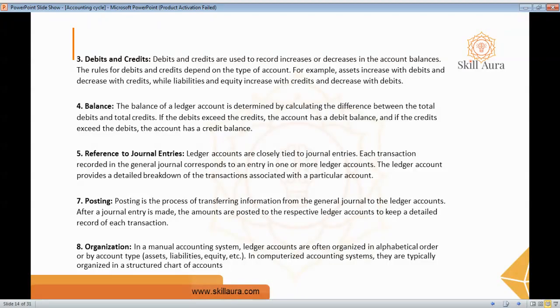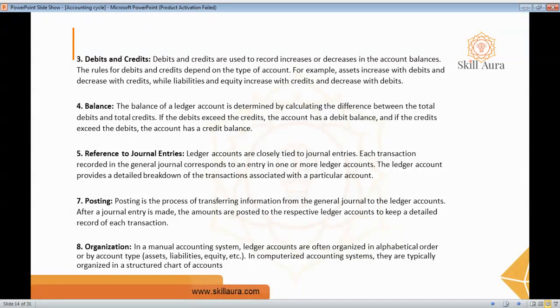Did you understand? Here, the asset increases with the debit and decreases with the credit. One will be increased and one will be decreased. When it comes to the liability and the equity, when asset is increased, liability and equity also increase in the credit and decrease in the debit column, the opposite direction. So it will be balanced.